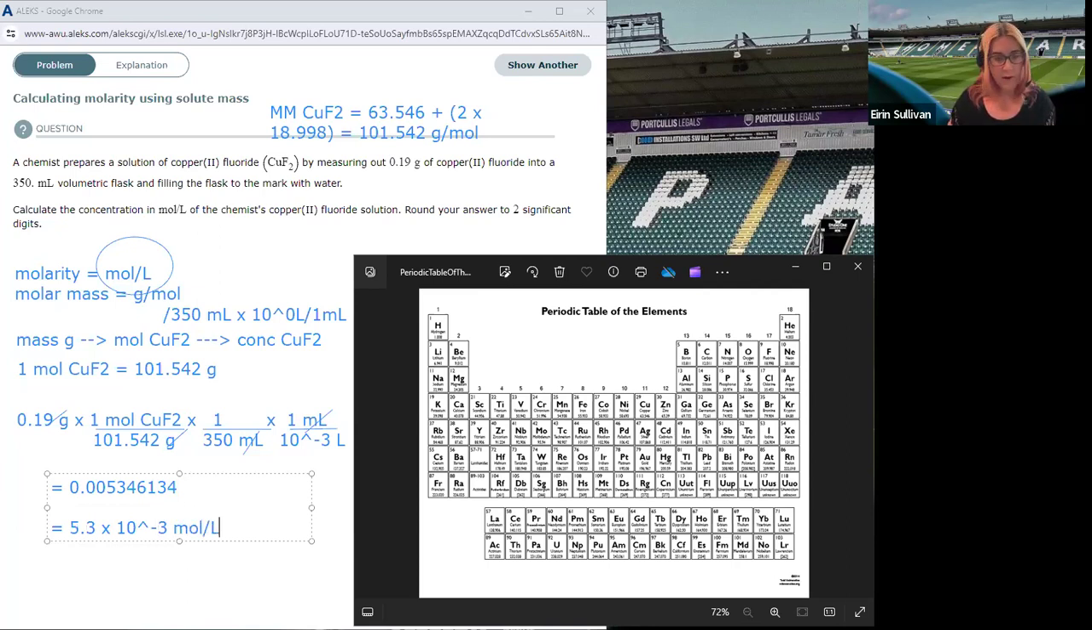Okay, and that is the same as molarity. So italic M. Okay, same thing.